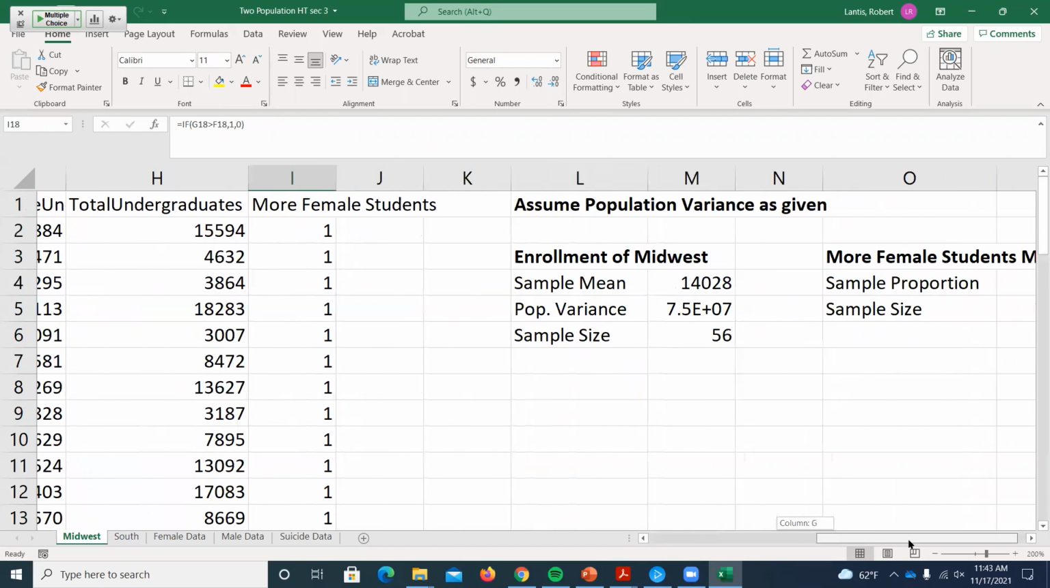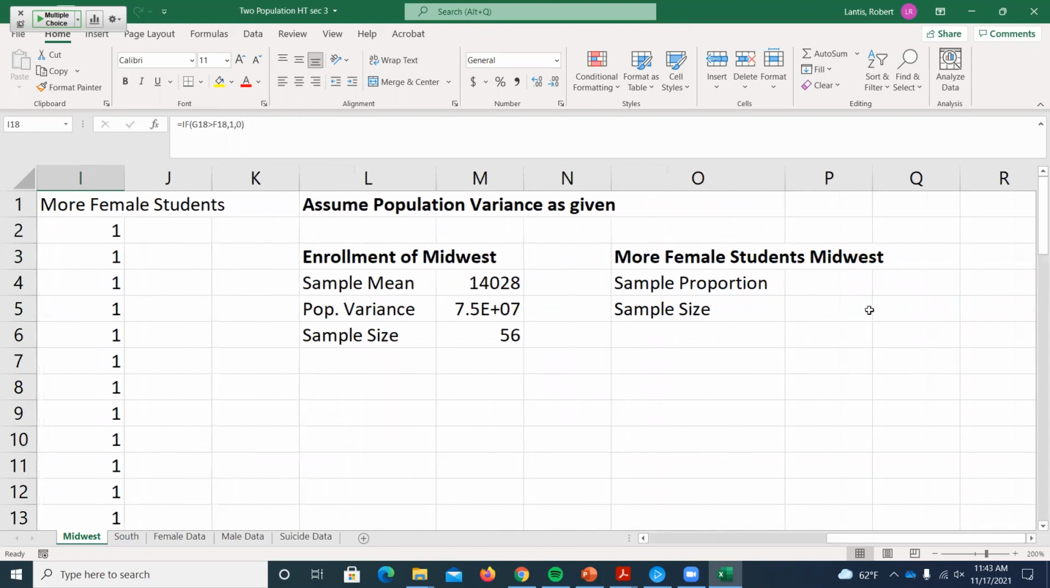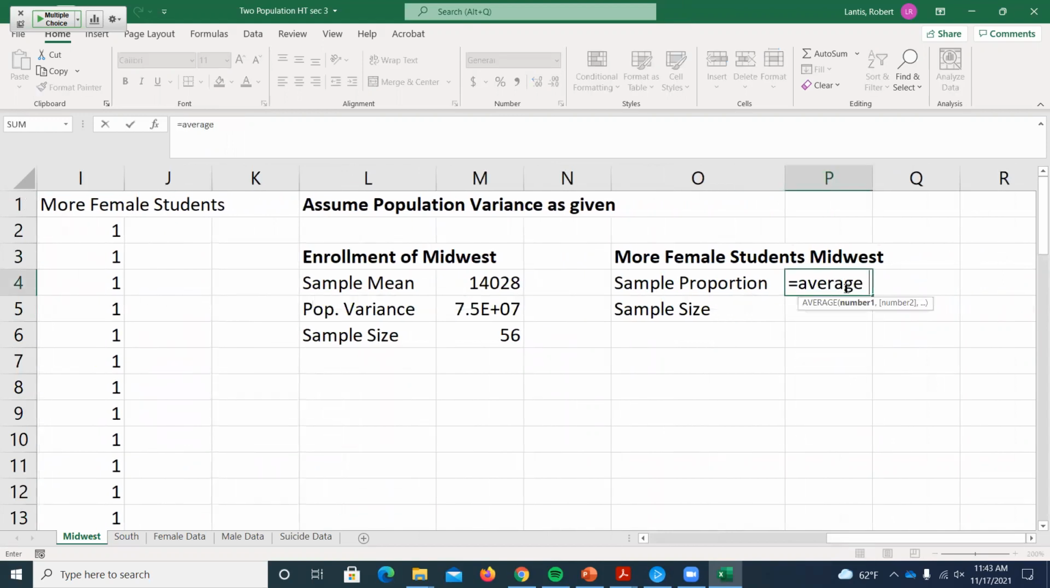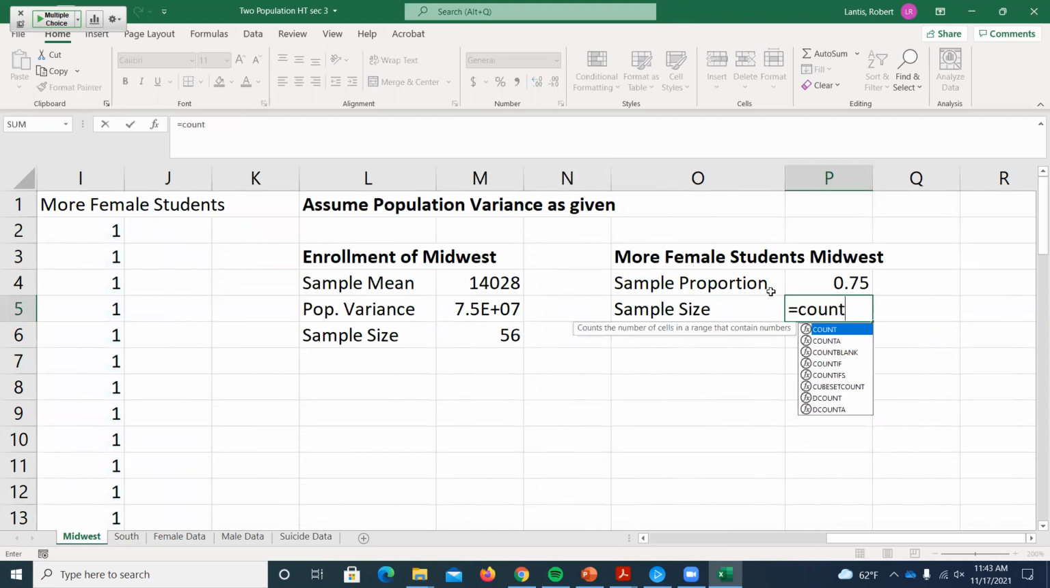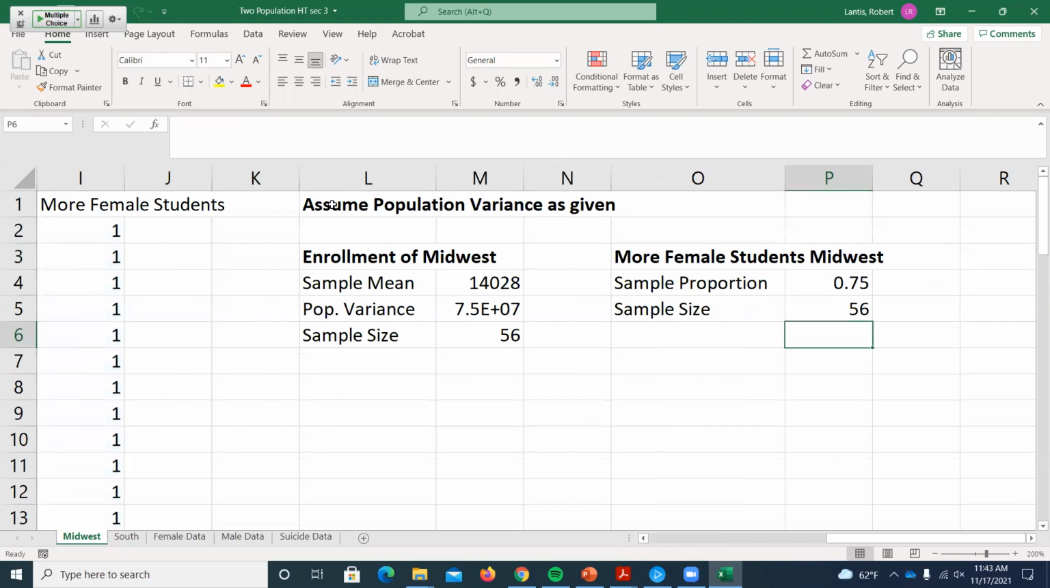So if I want to find a sample proportion and I have this 1, 0 variable, it's as simple as finding the mean of that 1, 0 variable. Okay, so I would select that entire column of data. I'll use that count function to get my sample size, right? And at least to the second decimal here, it looks like about 3/4 of schools in the Midwest have more female than male students.